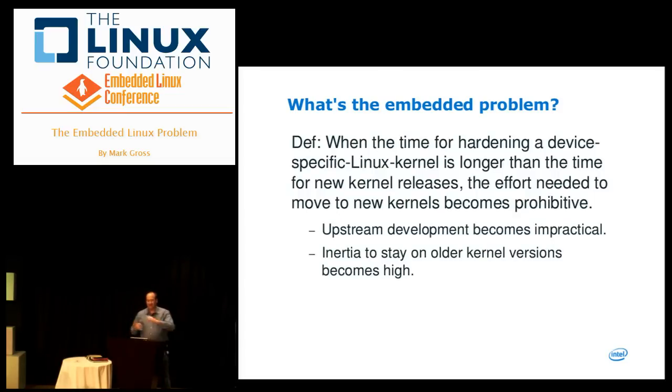So what is the embedded problem? Basically, the embedded problem is when it takes significantly longer to harden a kernel within a software stack on a device than it takes for the Linux kernel community to go to new kernels, it becomes virtually impossible to upstream, and there gets to be a large investment in inertia associated with staying on the older kernel. So the embedded problem is how can we migrate to new kernels? And also, if you stay on a kernel for a long time, it's hard to migrate to a new kernel. It's a lot of work and a lot of fear.